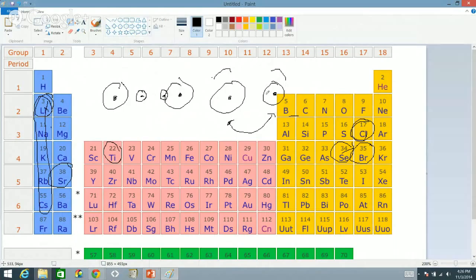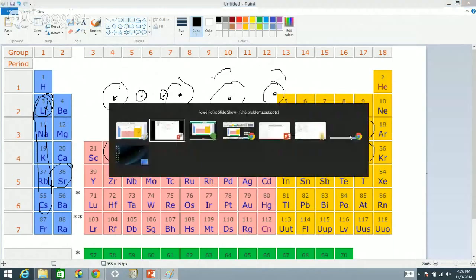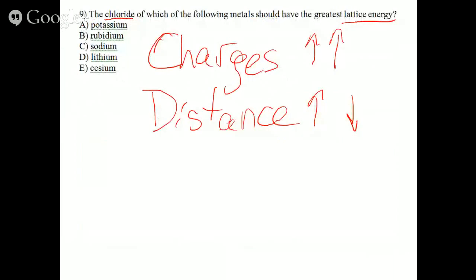Anyway, since lithium is the smallest one, it can get closest with the chlorine, which is going to release the most energy. So lithium is going to be our final answer.